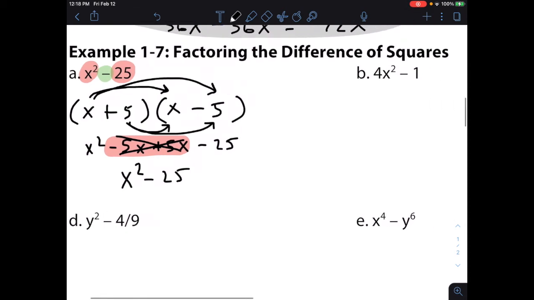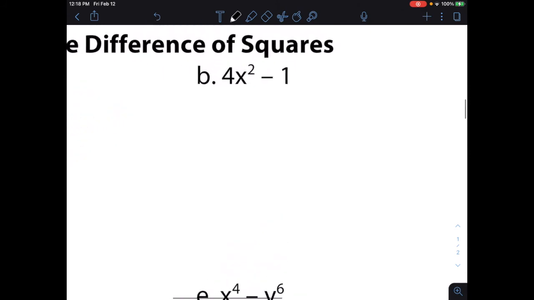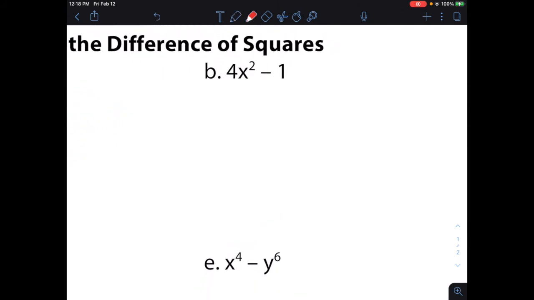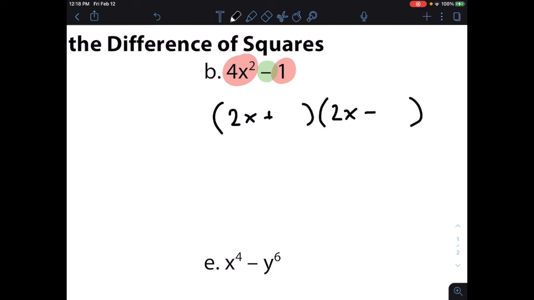All right, so let's keep rolling here. So again, here we have a perfect square at the beginning because it's 4x squared. And then we have a perfect square at the end. It's 1. And then we have the difference. Okay, so those are three things you need to check in order to know that this method's going to work. So 4x squared is 2x times 2x. Okay, if it's the difference, I know one of them is going to be positive, one of them is going to be negative. Now, it doesn't matter which one you make positive or negative because they're going to be identical except for the sign. So 1 is just 1 times 1, so I'm just going to put 1s in there.